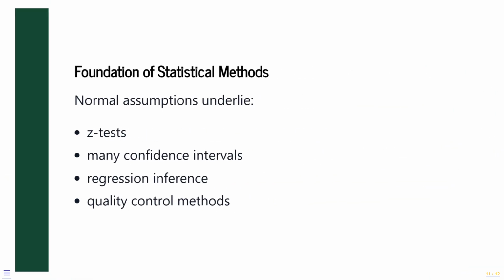A third reason for the importance of the normal distribution is that many classical statistical procedures rely on it. Methods such as z-tests, many confidence intervals, regression inference, and quality control techniques are derived under normal assumptions or justified by the central limit theorem. The mathematical tractability of the normal model makes it especially useful for building statistical theory.